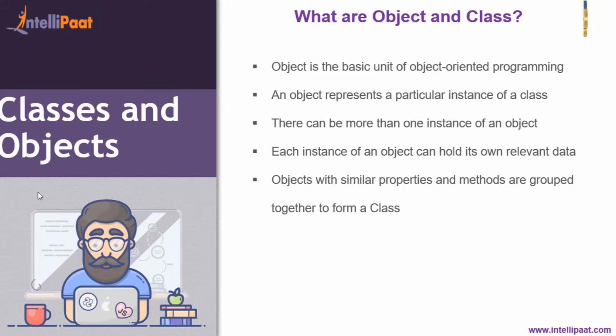And finally, all the different houses with different interiors and families are grouped together under the same blueprint. In a similar way, multiple objects with similar properties and methods are grouped together to form a class. Right? Now let me show you how you can define your object and class in Python.